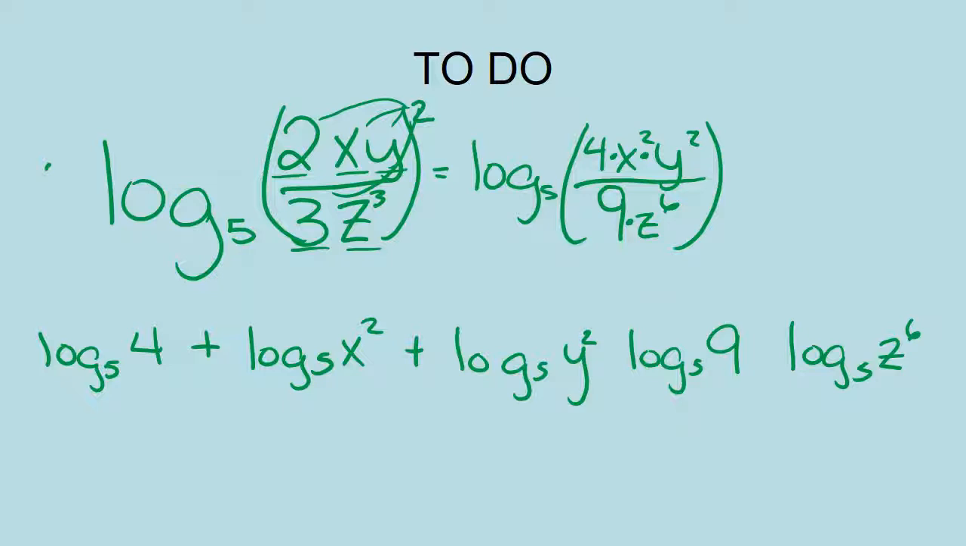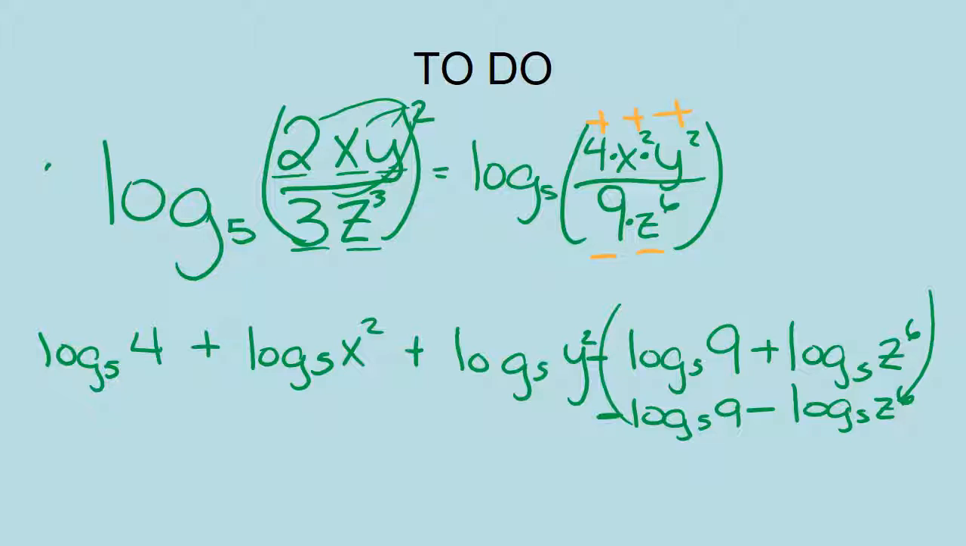Now I'm dividing by all of this, so I'm subtracting all of this. I'm multiplying the 9 and the z, so that would become adding. Now, we don't really want these parentheses, so technically I'm going to distribute that subtraction sign. So it looks the same as log base 5 of 9 subtract log base 5 of z to the 6th. So you can either think of it as subtracting all of it and then distribute the subtraction sign, or I look at it as I'm adding, I'm adding, I'm adding, I'm subtracting, I'm subtracting. That's how you can separate the top and bottom.